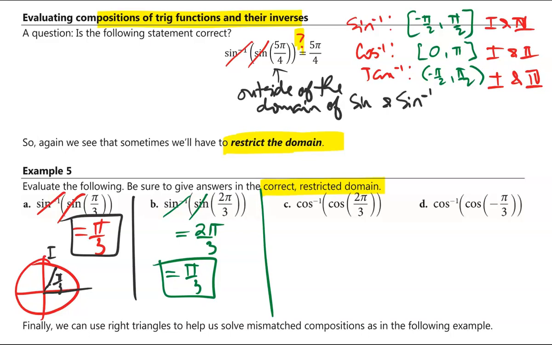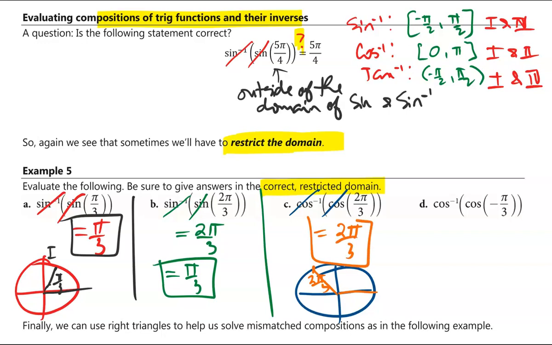inverse cosine of 2 pi over 3. So just showing you where 2 pi over 3 is. We know that this is 2 pi over 3 because the coordinates here are negative 1/2 and square root of 3 over 2. And for cosine, that is from 0 to pi. So that is actually the answer, 2 pi over 3.